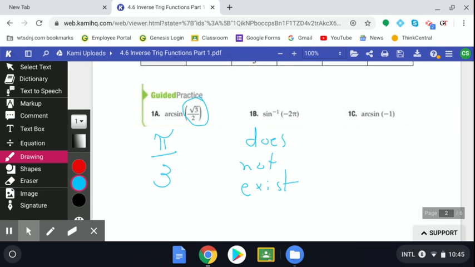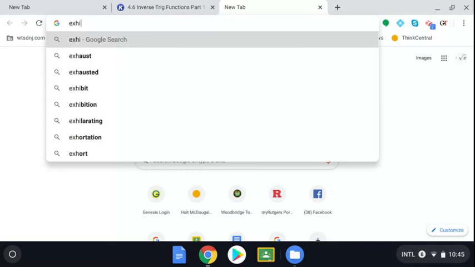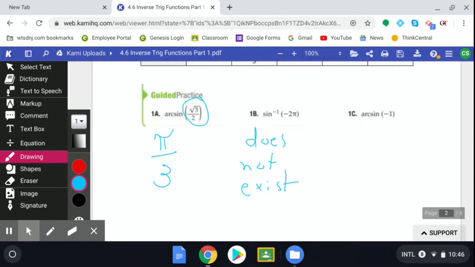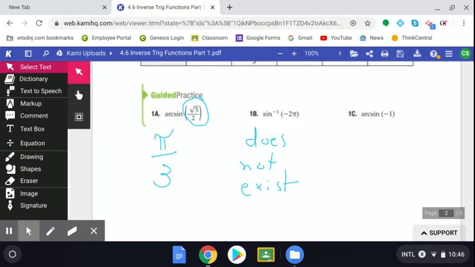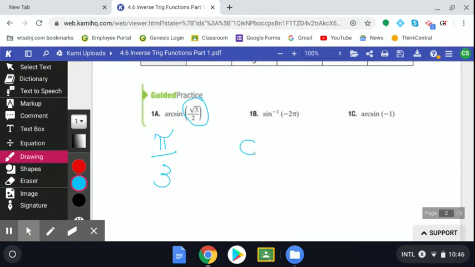or DNE. Does not exist, I think there's an H, right? Yeah, sorry, my spelling is going bad. So I'm going to abbreviate and just put DNE, which is actually what you're going to see more often. DNE: does not exist.